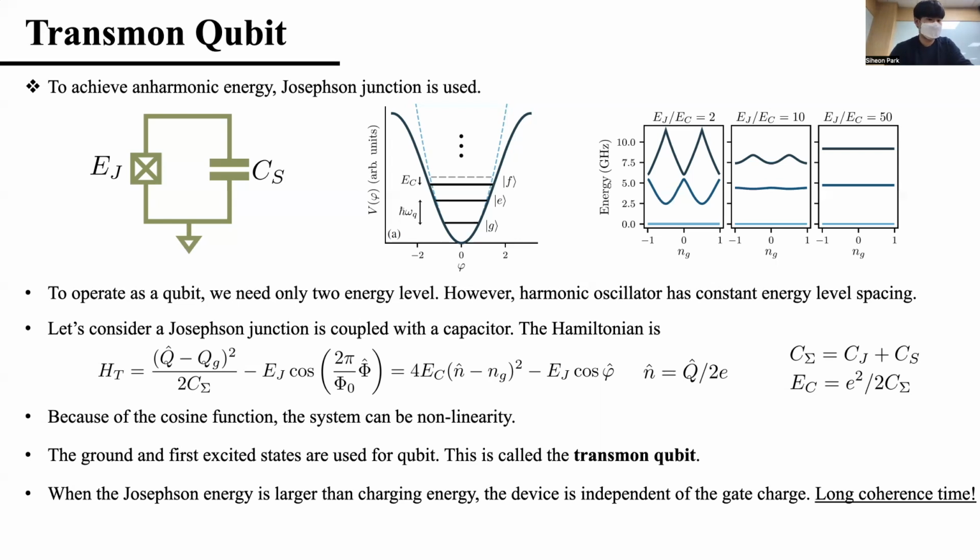Oh, and the Josephson energy is larger than the charging energy. The device is independent of gate charges. So this means the device has a long coherence time.